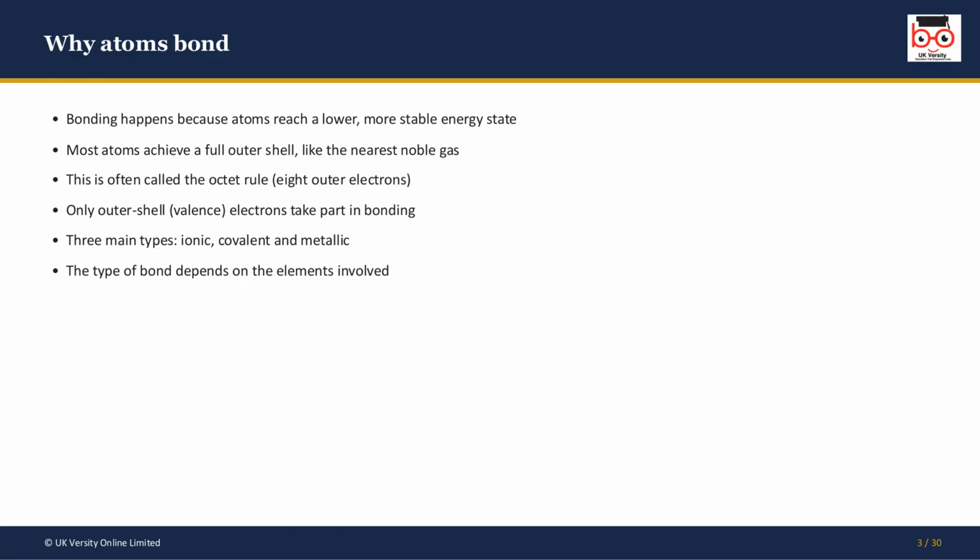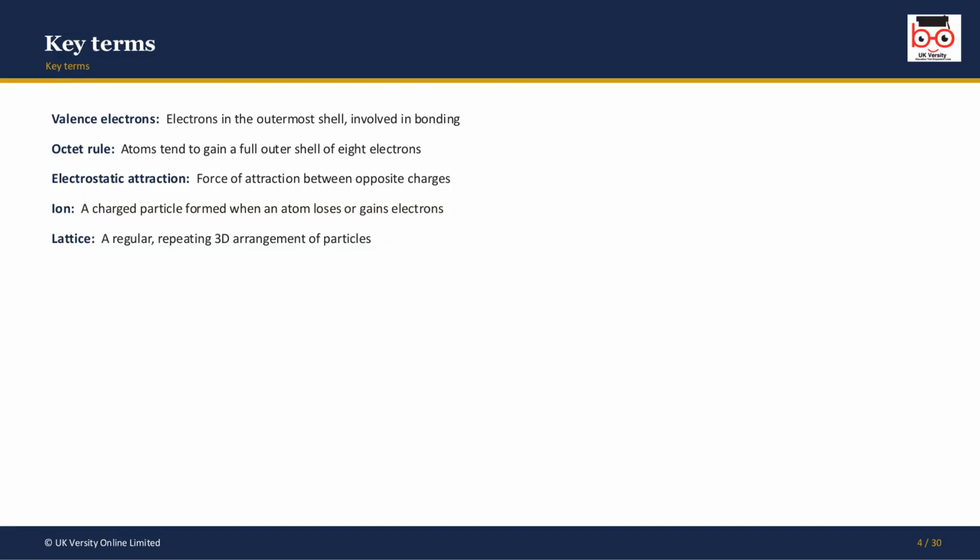Fundamentally, because bonding lets them reach a lower, more stable energy state. Most atoms achieve this by getting a full outer shell, mimicking the nearest noble gas, an idea we call the octet rule, aiming for 8 outer electrons. Only the outer shell electrons, the valence electrons, take part. And there are 3 main ways they do it: ionic, covalent, and metallic bonding, with the type depending on which elements are involved. Some key vocabulary first.